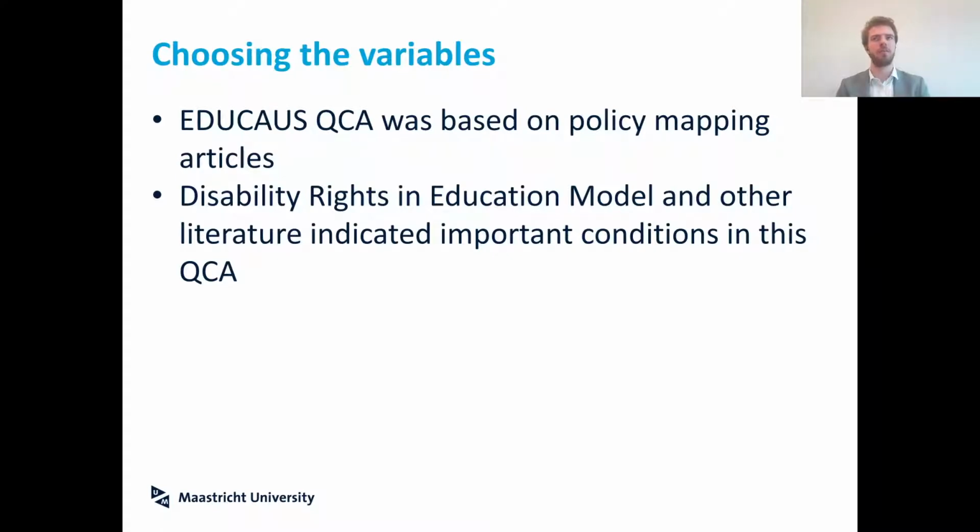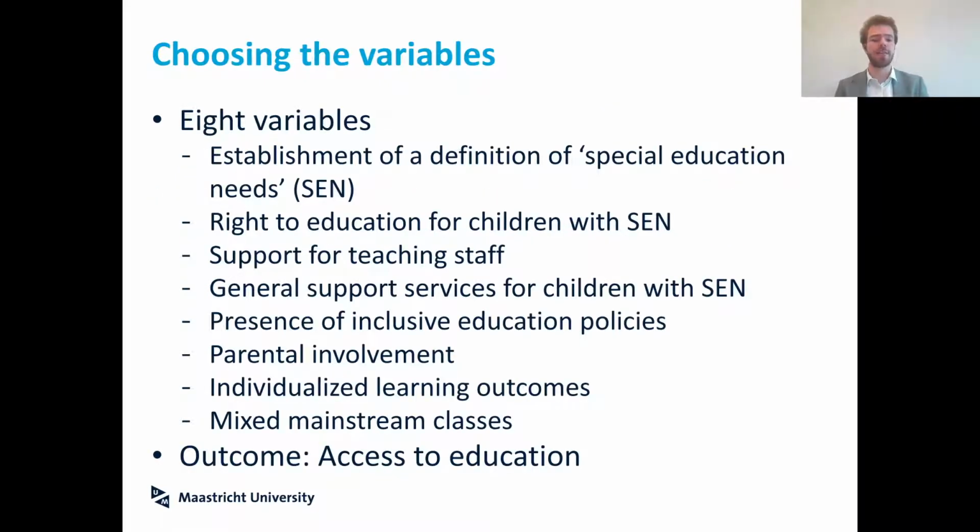We looked at some more literature, specifically the systematic literature review by Van Mechelen and colleagues from 2018. We identified 8 variables that were also very much present or often covered in the policy mapping papers. Those were the establishment of a definition of special education needs, the right to education for children with SEN, support staff, support for teaching staff, general support services for children with SEN, the presence of inclusive education policies, parental involvement, individualized learning outcomes, and mixed mainstream classrooms.